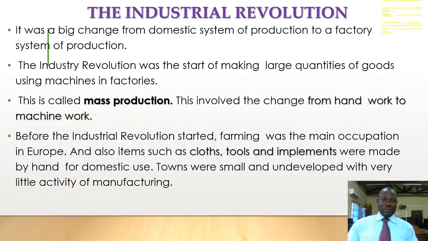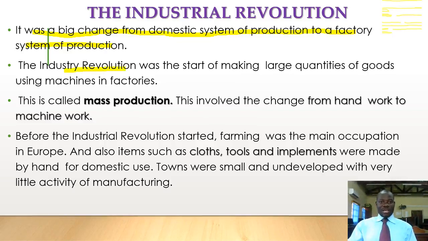When we talk of the Industrial Revolution, it was a big change from the domestic system of production to the factory system of production. When we just say Industrial Revolution, we mean production. It is the change from the domestic system of making things to the factory system of making things. That is what you should have in your mind: when we talk of the Industrial Revolution, we mean the change from domestic making of things to industrial making of things.